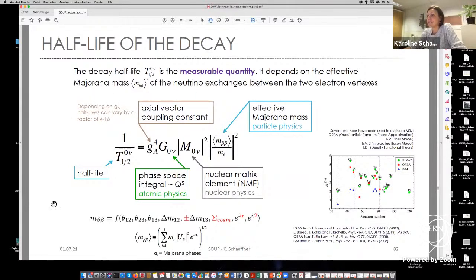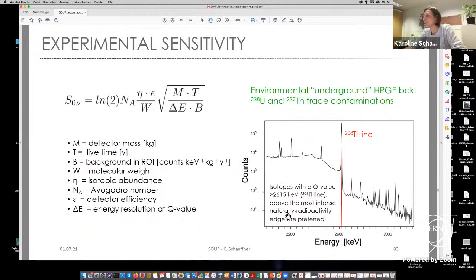You see some calculations of the nuclear matrix elements with different methods and their agreement. So this is some uncertainty which comes in here. And as I said before, the lower the Q value, the more background you have, or let's say a higher Q value is better for lower background. And this is shown here.